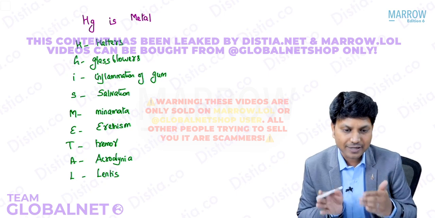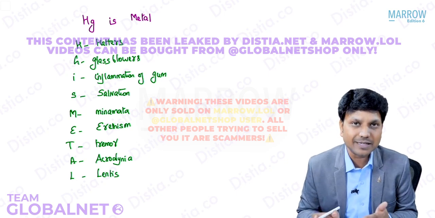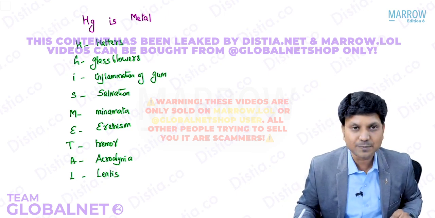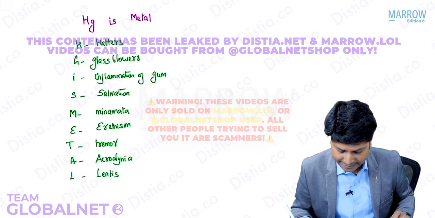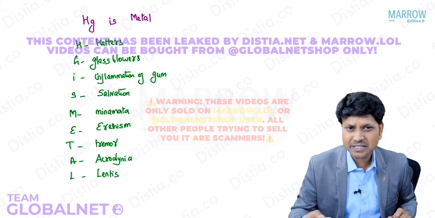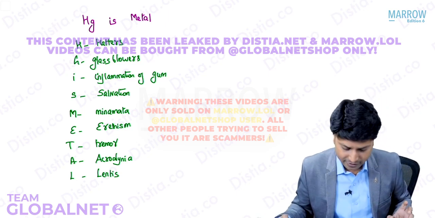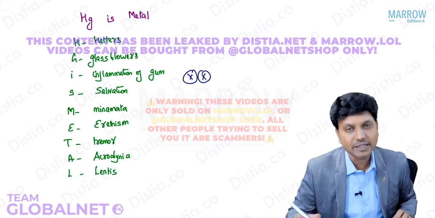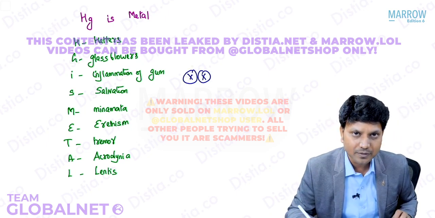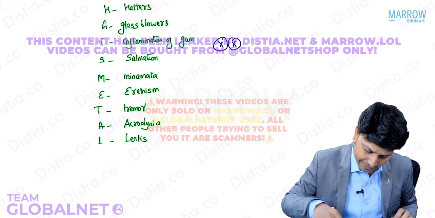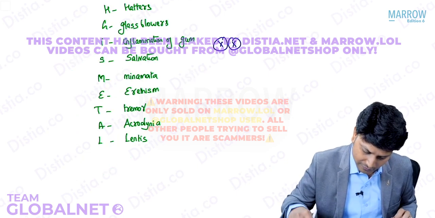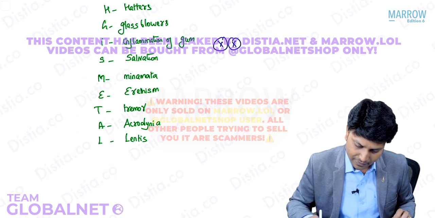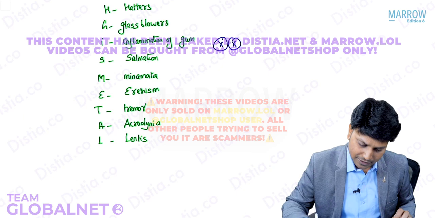You just remember this mnemonic, Hg is metal. You can easily remember all the symptoms associated with that. Hatters, glass blowers, inflammation of gum, salivation, Minamata disease, erythism, tremors, acrodynia, and lentis. With this mnemonic, you can remember all the features associated with chronic mercurial poisoning. I'll show you erythism. I told you the person will be having emotional instability.